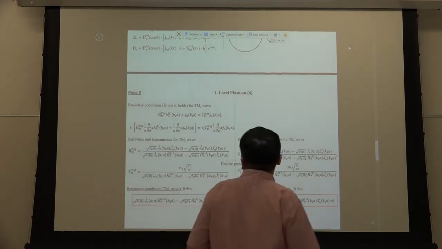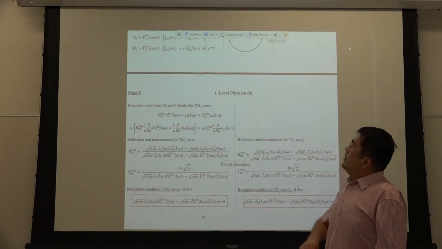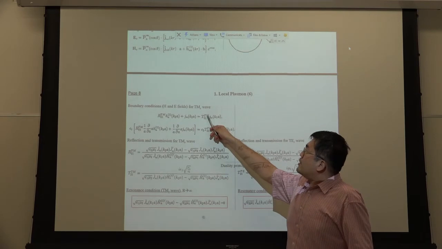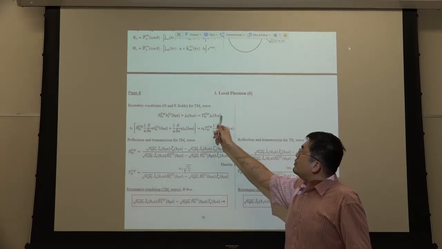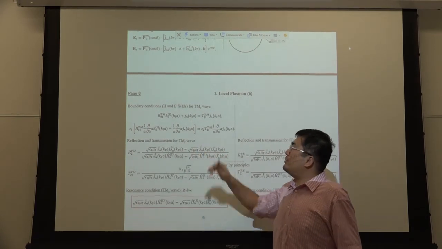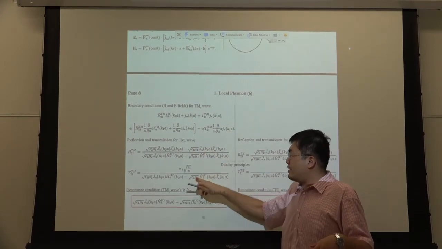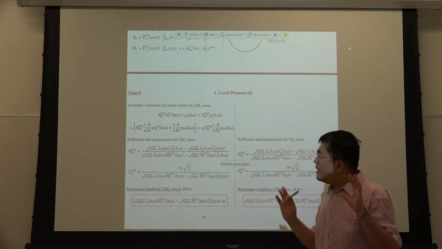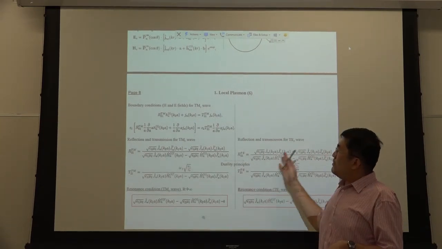This is from Professor Wenchu's book. Okay. This is the tangential boundary condition for the TM wave. Its tangential H field is continuous, its tangential E field is continuous. You solve them, you can get the reflection and transmission coefficients. Okay, this is for the TE wave.